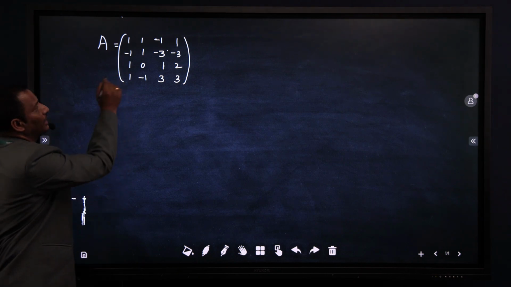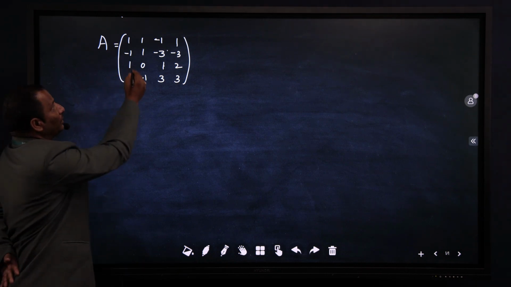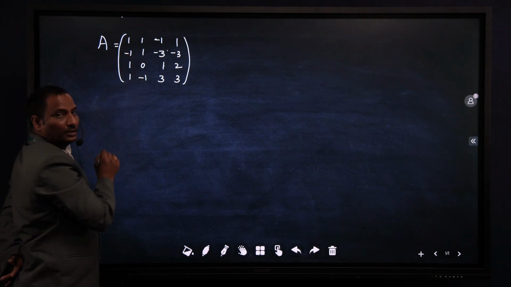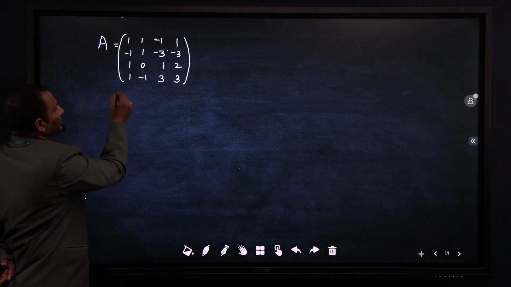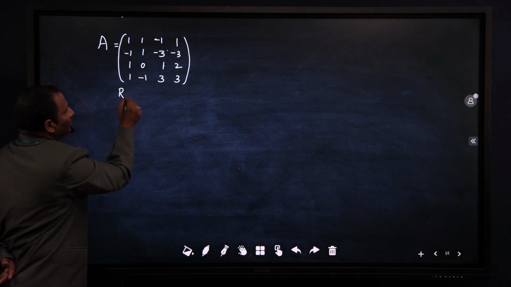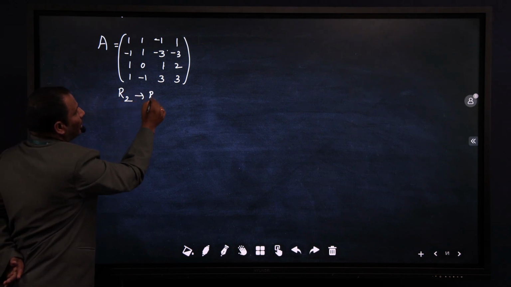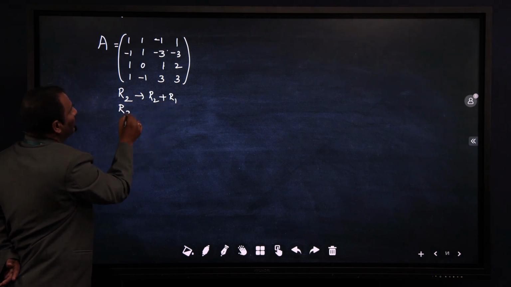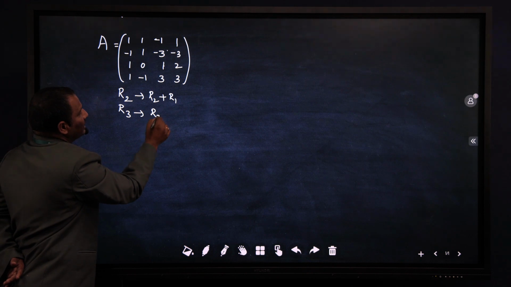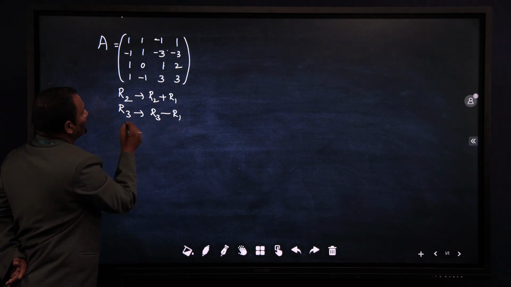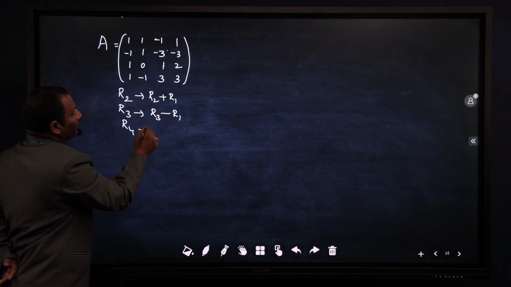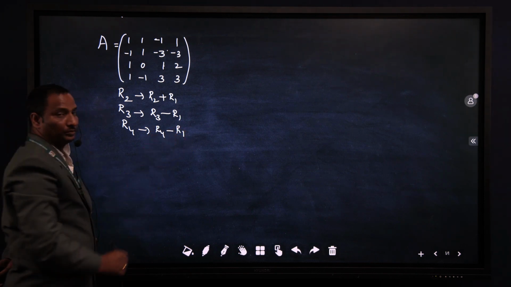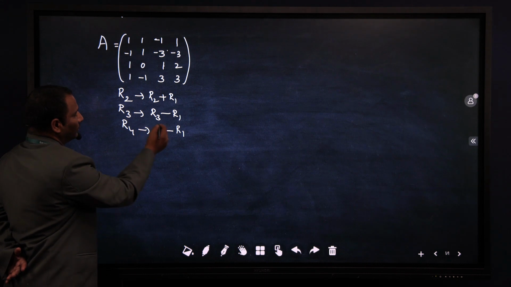So this is the given matrix A. Now, using the first row's first element, make all other rows' first elements 0. For that, write the operations: R2 implies R2 plus R1, R3 implies R3 minus R1, R4 implies R4 minus R1. Reduce using the row operations.